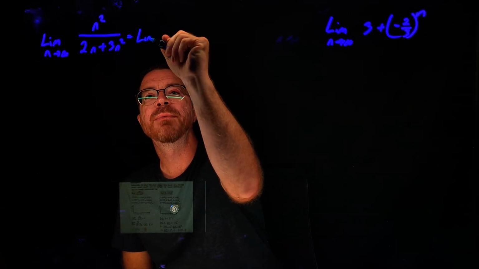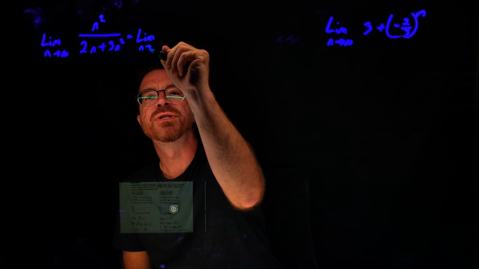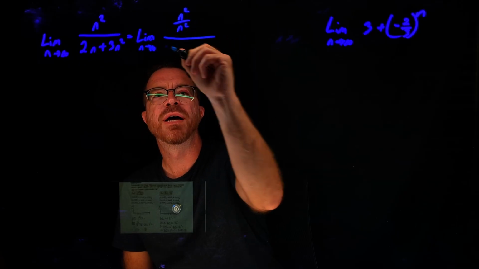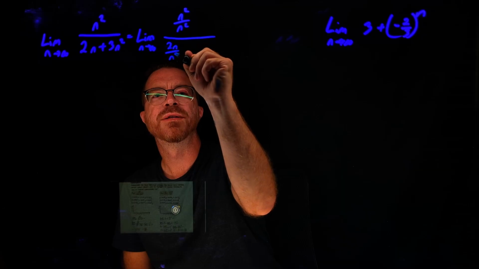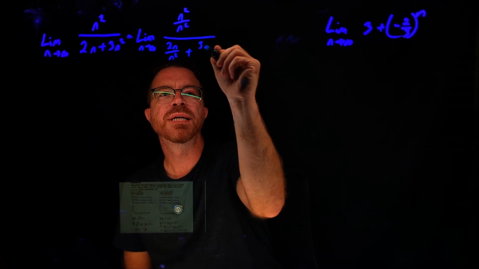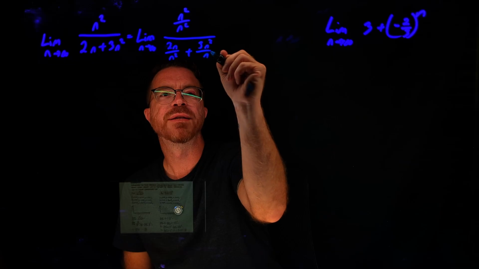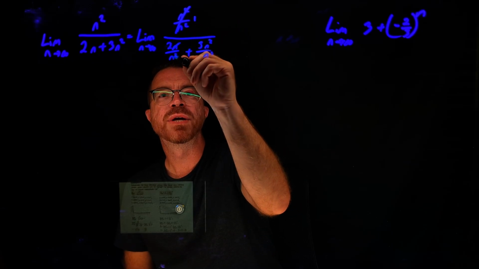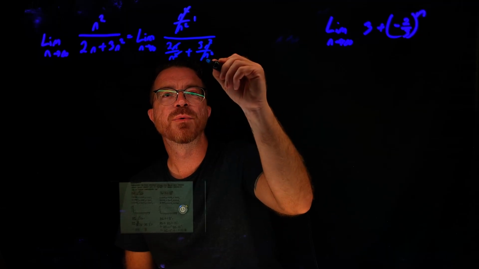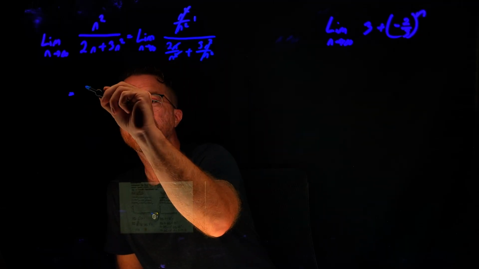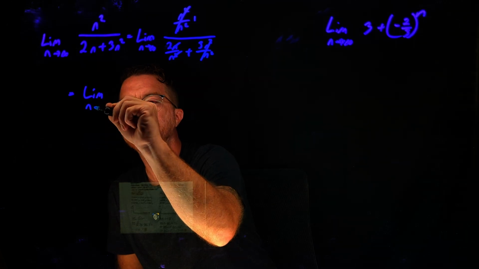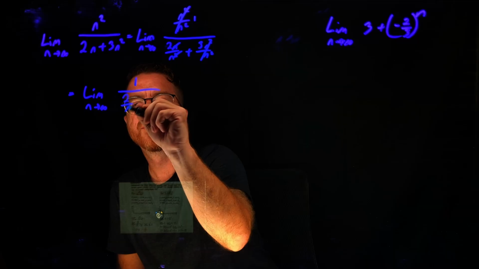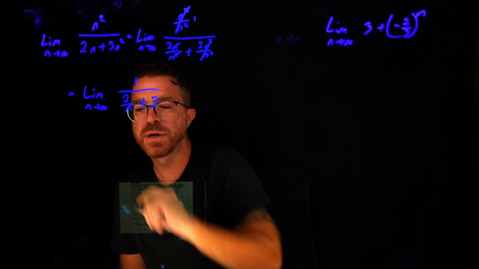So this is going to be the limit as n approaches infinity, n squared over n squared, divided by 2n over n squared, plus 3n squared divided by n squared. So these n squares will cancel, leave me with 1. This n will cancel with one of these n's, and these n squares will cancel. This is going to leave me with the limit as n approaches infinity, 1 over 2 over n plus 3.